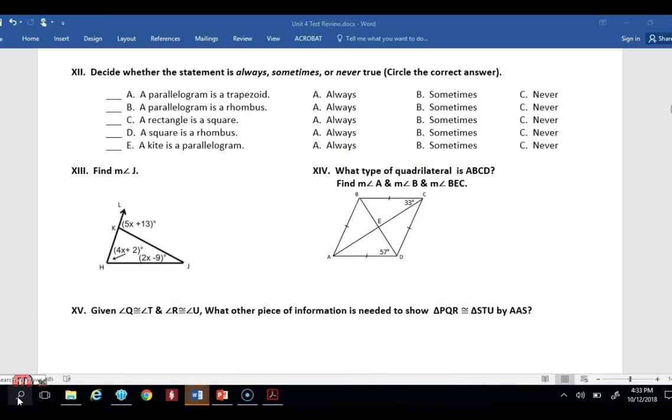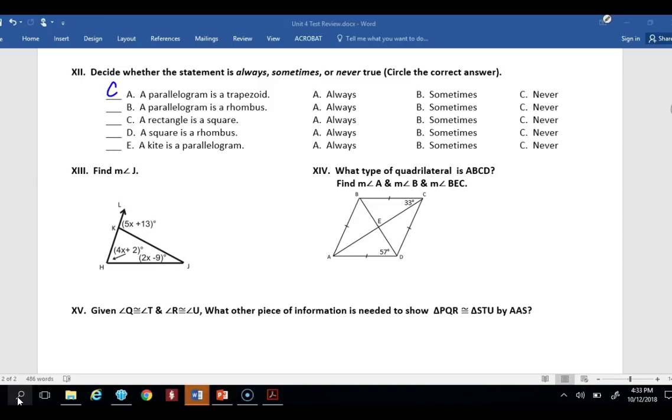So now we have number 12. On number 12 it says decide whether the statement is always, sometimes, or never true and circle the correct answer. So the first one, letter A, says a parallelogram is a trapezoid. This is never true because the definition of a trapezoid is that one pair of sides are parallel. So this is C.